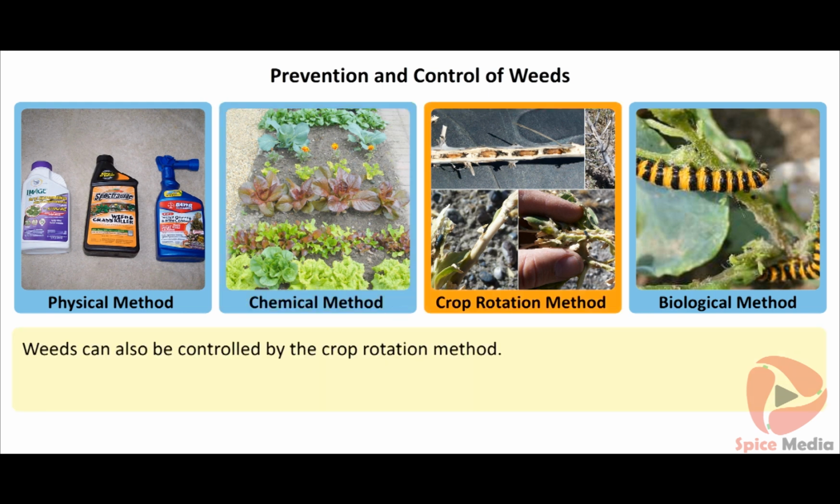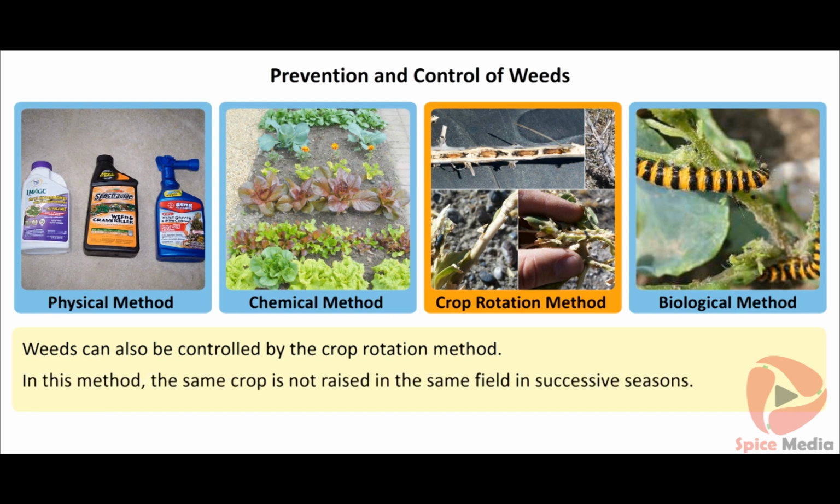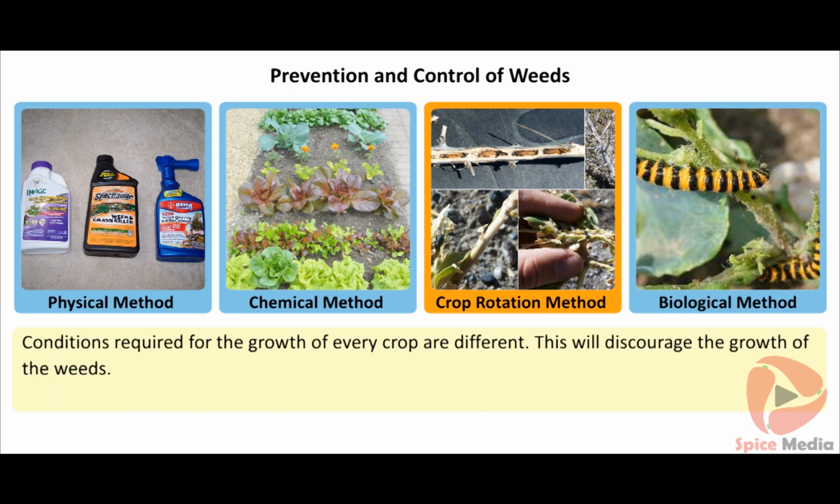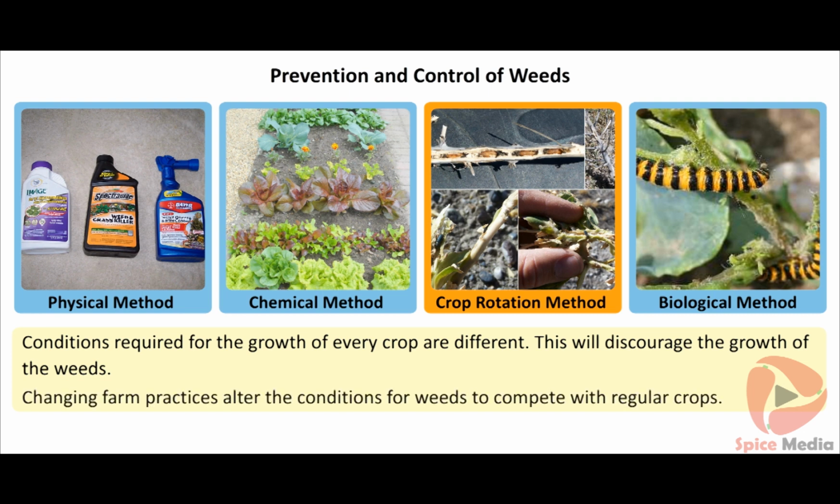Crop rotation method. Weeds can also be controlled by the crop rotation method. In this method, the same crop is not raised in the same field in successive seasons. Conditions required for the growth of every crop are different. This will discourage the growth of the weeds. Changing farm practices alter the conditions for weeds to compete with regular crops.